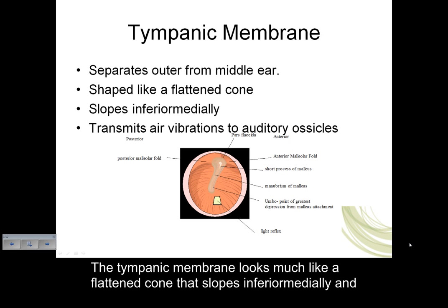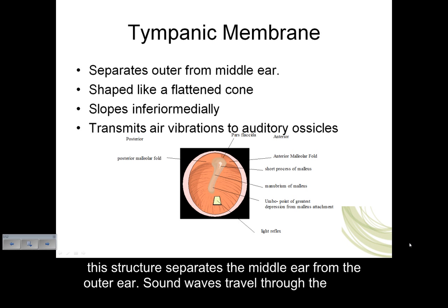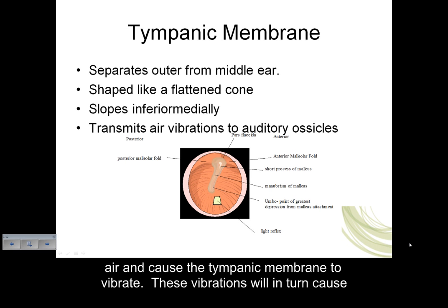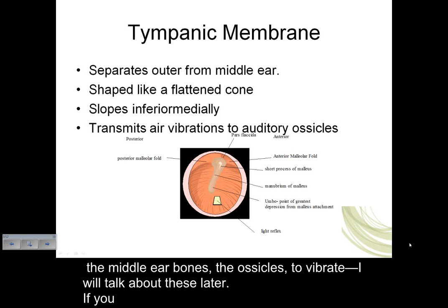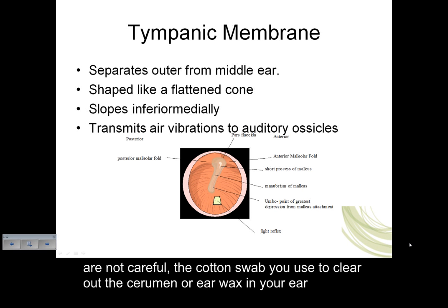The tympanic membrane looks much like a flattened cone that slopes inferior medially, and this structure separates the middle ear from the outer ear. Sound waves travel through the air and cause the tympanic membrane to vibrate. These vibrations will in turn cause the middle ear bones, the ossicles, to vibrate. I will talk about these later.